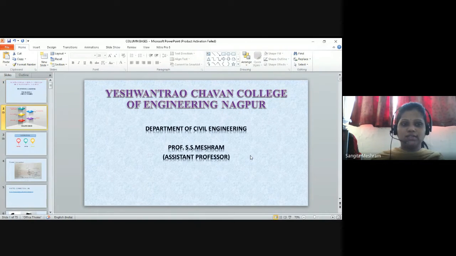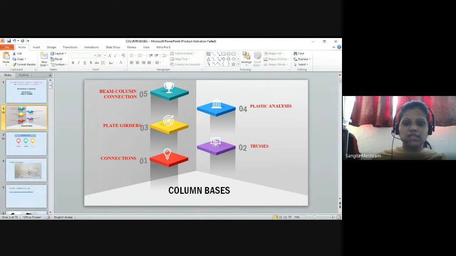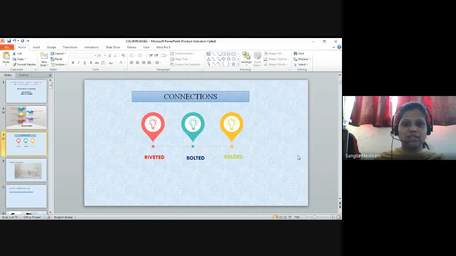So first, we will see the column bases. In steel structures, we see beam column connections, plate girder connections, trusses, and plastic analysis. If we have to connect two members of any steel structure, we can use different connection systems. There are basically three types: the riveted connection, bolted connections, and welded connections. Okay, so first we will see them one by one.